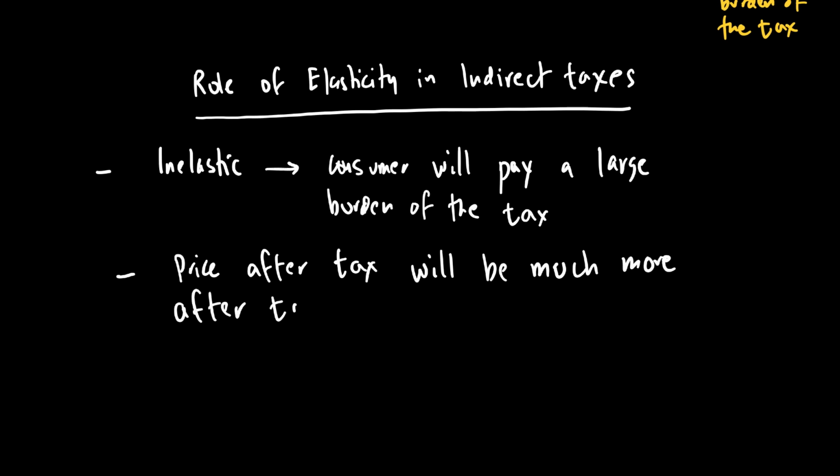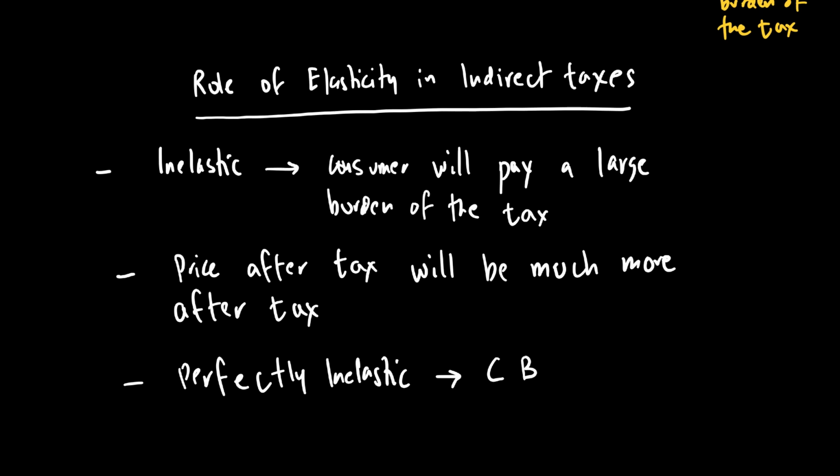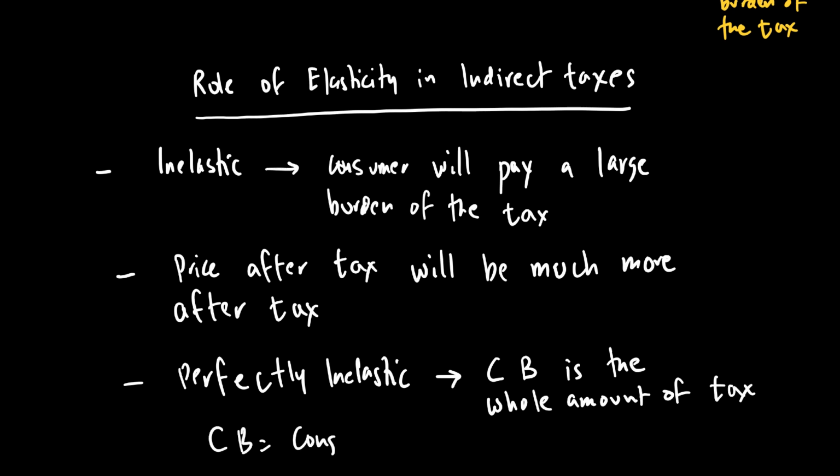In fact, if the good is perfectly inelastic, in the case of a perfectly inelastic demand curve, we will see that the consumer burden of the tax is the whole amount of the tax. CB means consumer burden, and I'm saying that the consumer burden of the tax will be the whole amount of the tax.